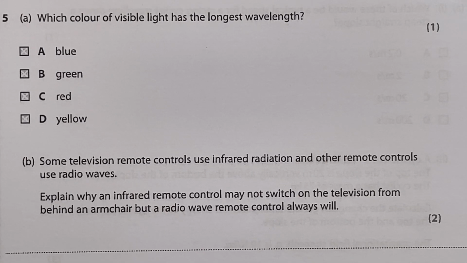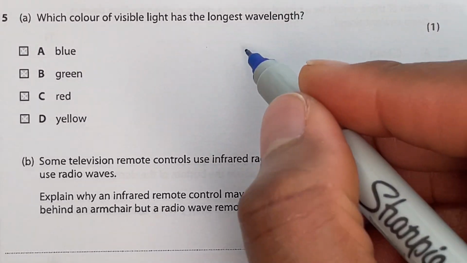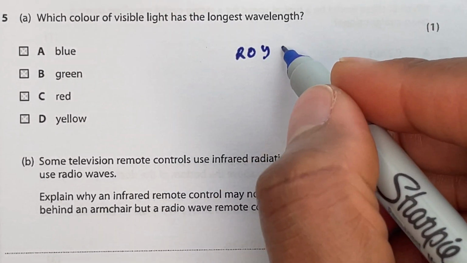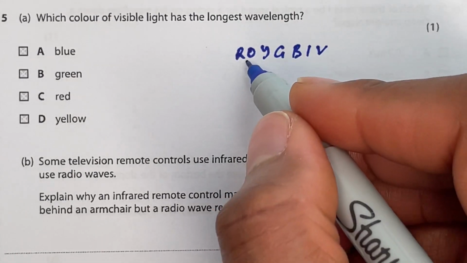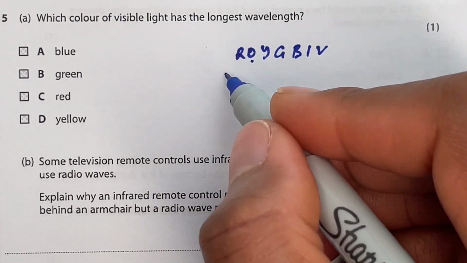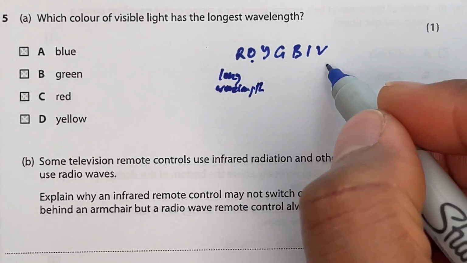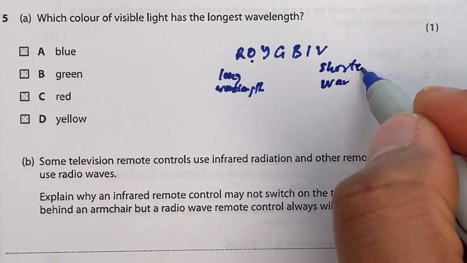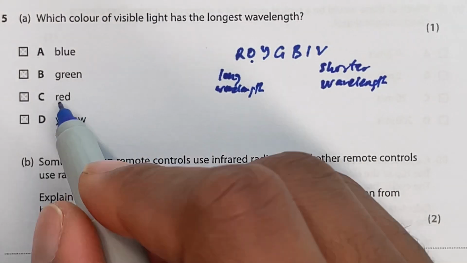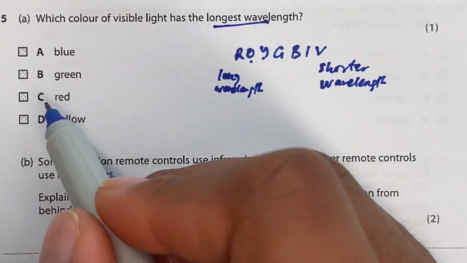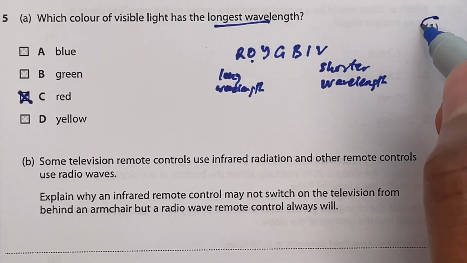Which color of visible light has the longest wavelength? I can remember my Roy G. Biv: red, orange, yellow, green, blue, indigo, violet. This has long wavelength. This has a short wavelength or shorter wavelength. So out of the options, which has the longest wavelength, that would be red. So option red. That's 1 mark.